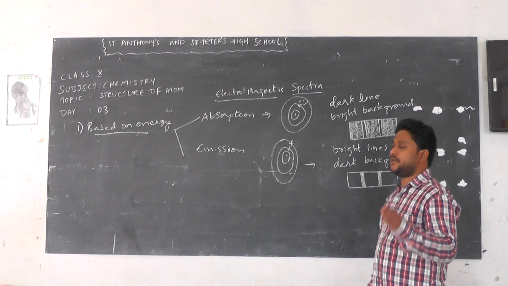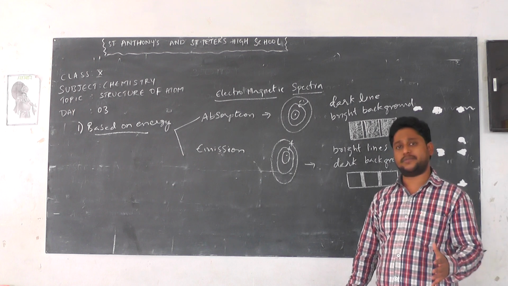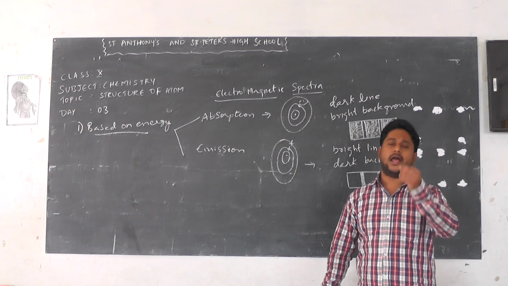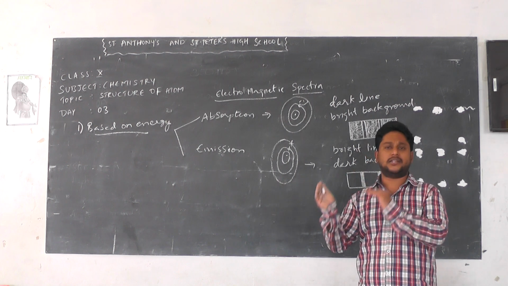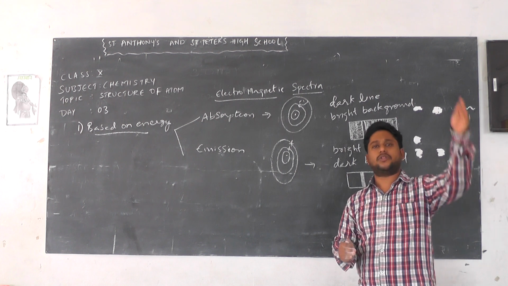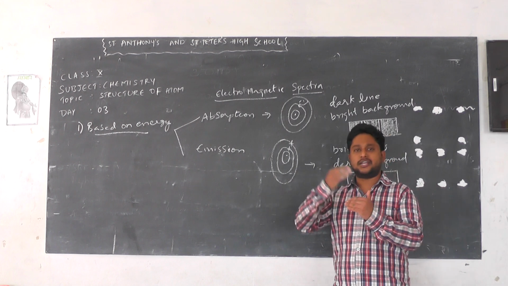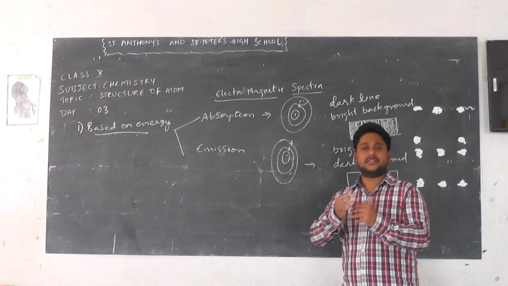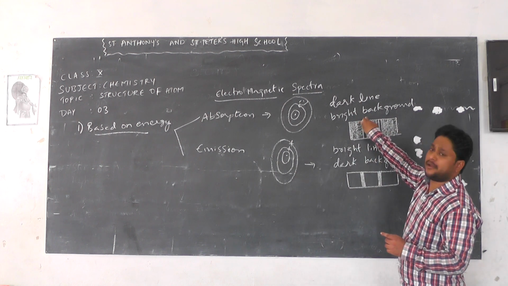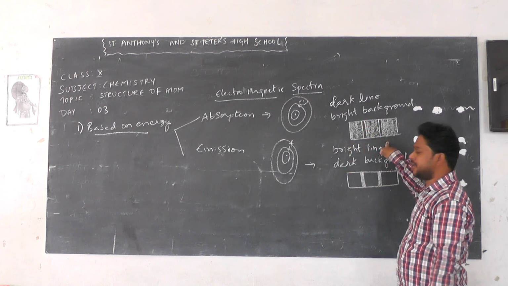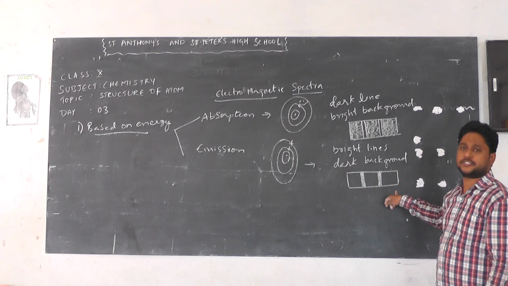So here, based on energy, we are studying absorption spectra and emission spectra. They happen when an electron gains energy and loses energy. When an electron gains or loses energy, it changes its energy level. If it gains energy, it jumps to the higher energy level. If it loses energy, it jumps to the lower energy level. While jumping, they give some impressions, observed as dark lines with bright background in case of absorption spectra, and bright lines in dark background in case of emission spectra.